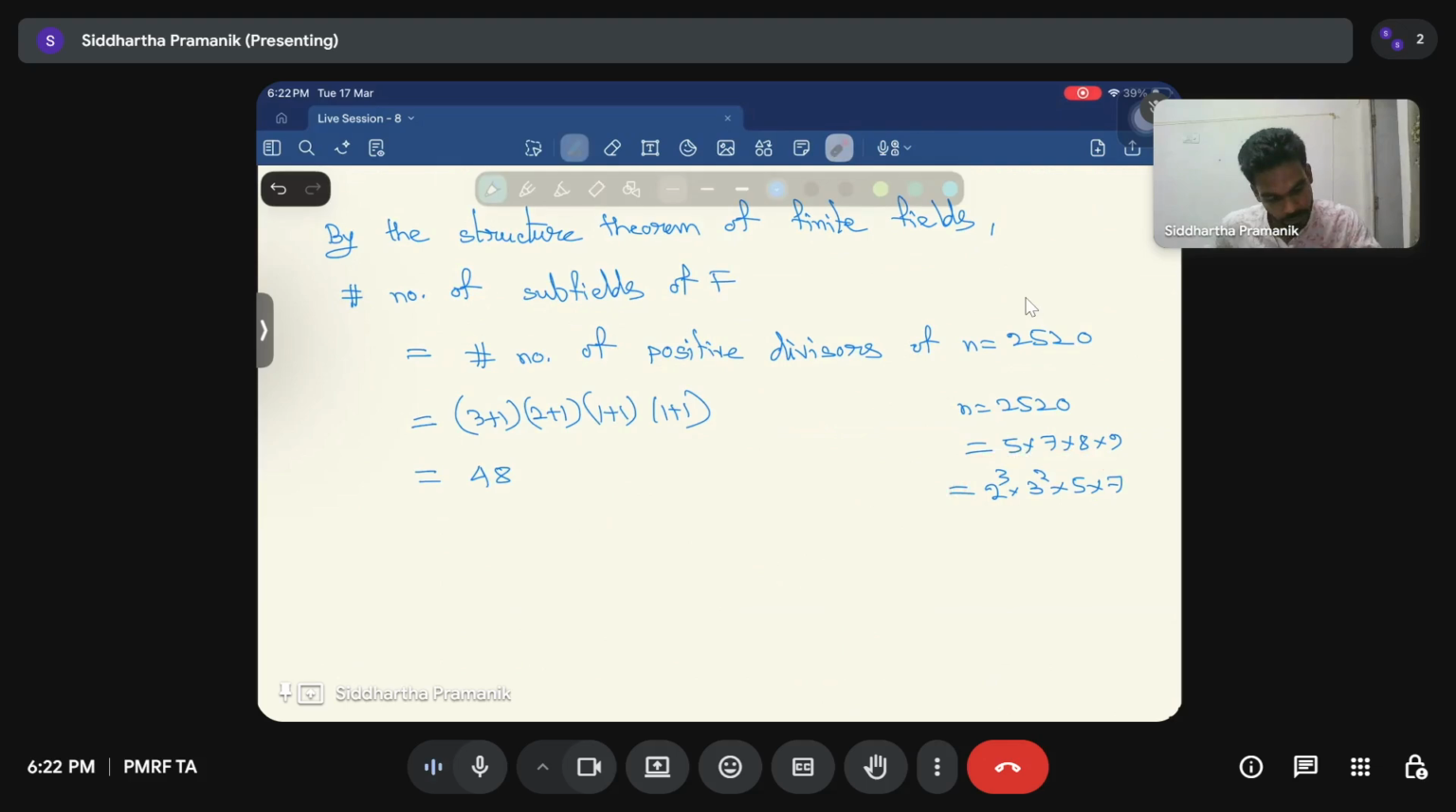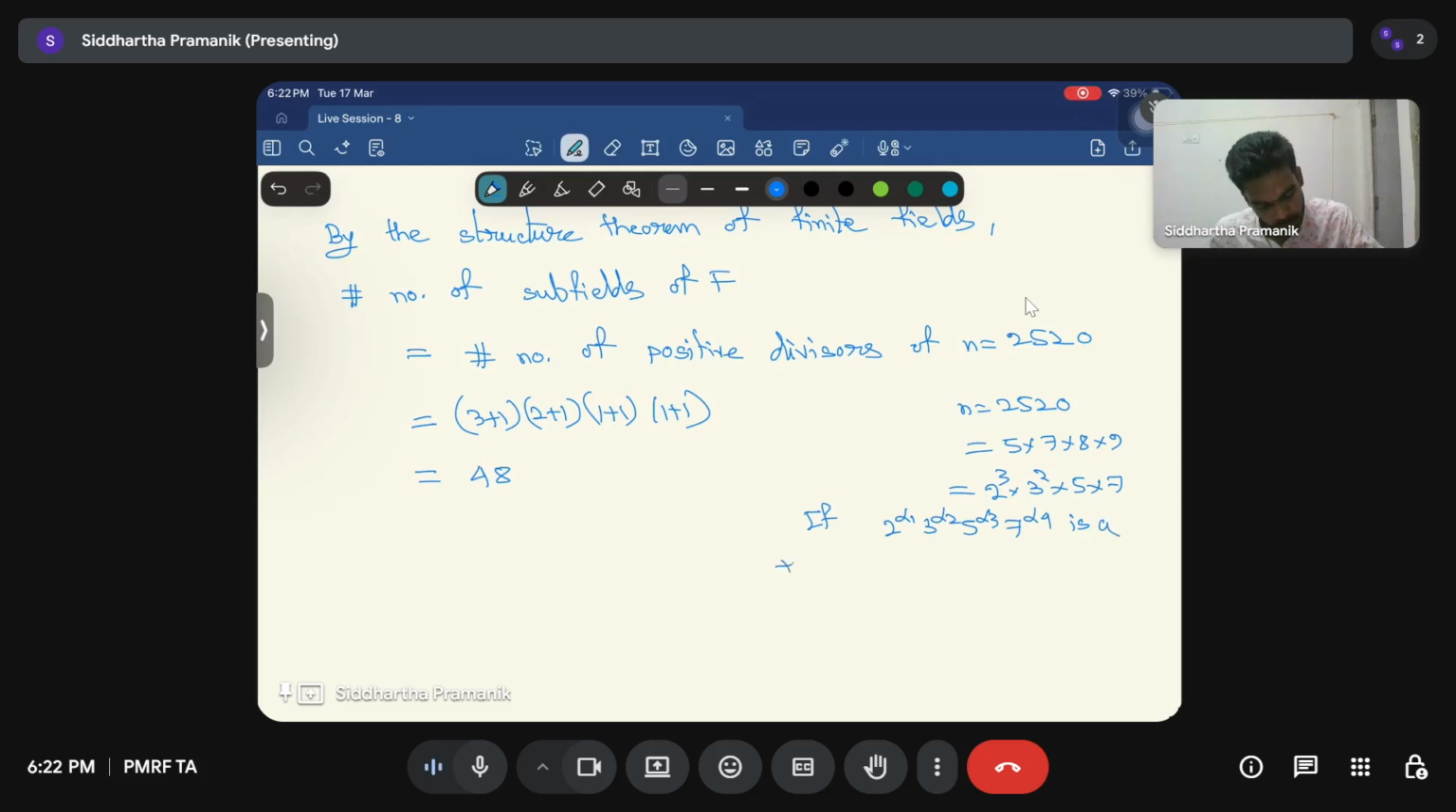Okay, maybe I will write here. So n = 2^α1 · 3^α2 · 5^α3 · 7^α4. If this is a positive divisor of n, then 0 ≤ α1 ≤ 3, 0 ≤ α2 ≤ 2, and α3 and α4 both will lie between 0 and 1.